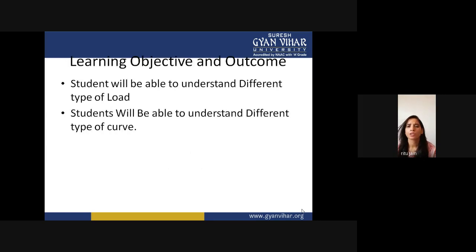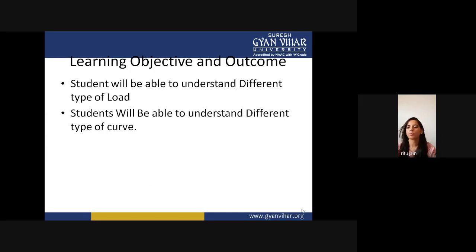Before going into this lecture, the learning objectives and outcomes are these. After this lecture, I expect that students will be able to understand different types of loads, and different types of curves which are very important for our power generation process, and students will be able to draw the load curve, mass curve and chronological curve of any particular load.